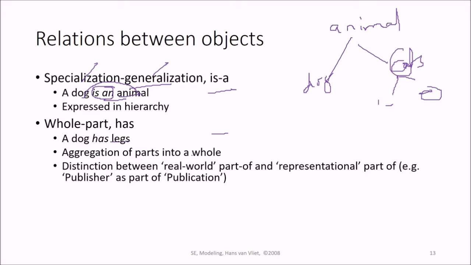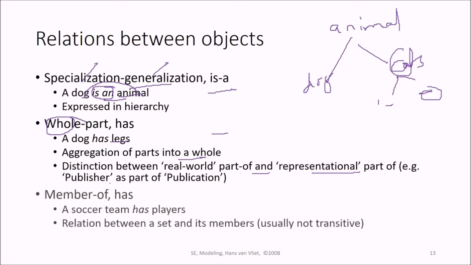So the whole part, that means a dog has legs. So aggregation of parts in a whole. This is the whole part. Distinction between the real world part of, and representational part of, say, publisher is a part of publication. Member of means, soccer team has players. So this is a relationship between a set and its member. And this is usually not transitive. This A, B, B, C is not AC.